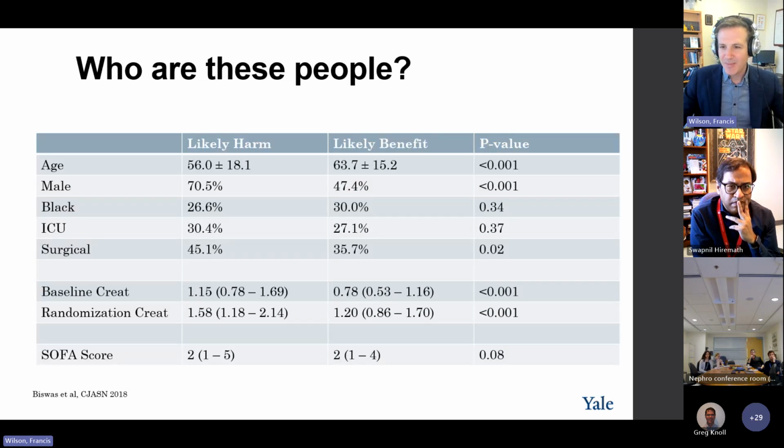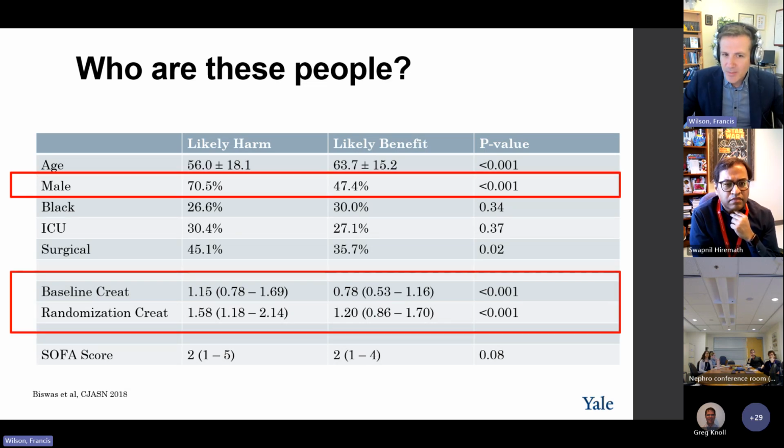So who are these people? What does the model say? This is an uplift random forest, not the most interpretable model in the world, but if you just categorize the difference between likely harm and likely benefit, what you see from this study is the people are older, they're much less likely to be male, and they have a lower baseline and randomization creatinine. So there's that signal again that I telegraphed we were going to end up with. In my head, I'm like, oh, these are those little old ladies with low baseline creatinines, right? Those ladies who come in with a creatinine of 0.4, and their creatinine goes to 0.8 or 0.9. Does this make sense? I think it does.